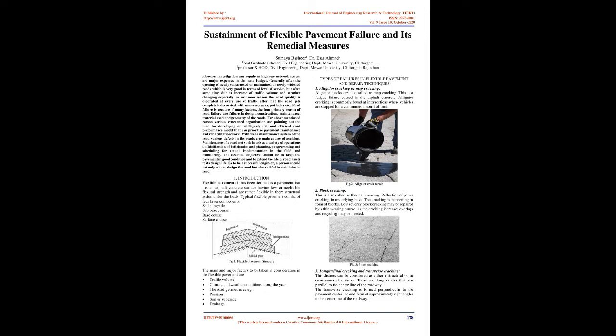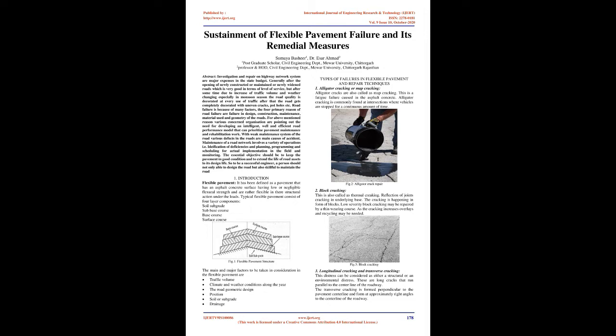With a weak maintenance system, various defects in the roads are main causes of accidents. Maintenance of a road network involves a variety of operations, i.e., identification of deficiencies, and planning, programming and scheduling for actual implementation in the field and monitoring. The essential objective should be to keep the pavement in good condition and to extend the life of road assets to its design life. So to be a successful engineer, a person should not only be able to design the road but also be skillful to maintain the road.